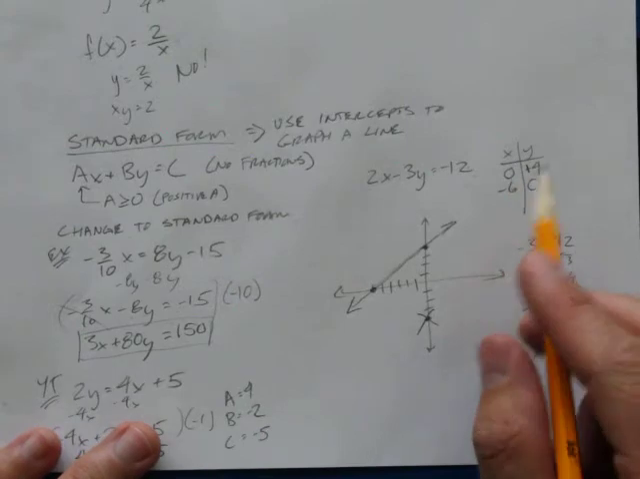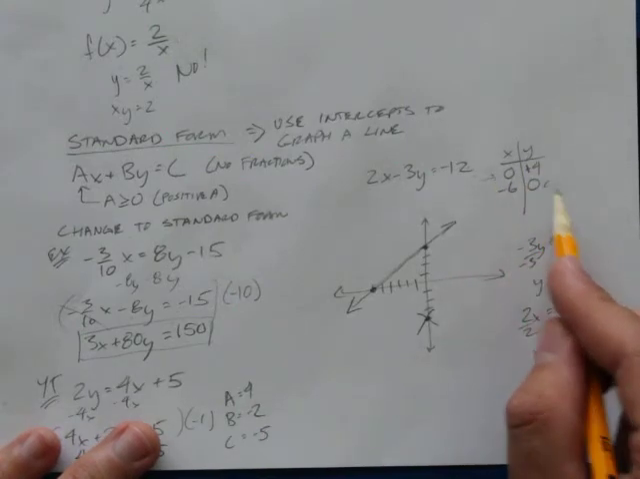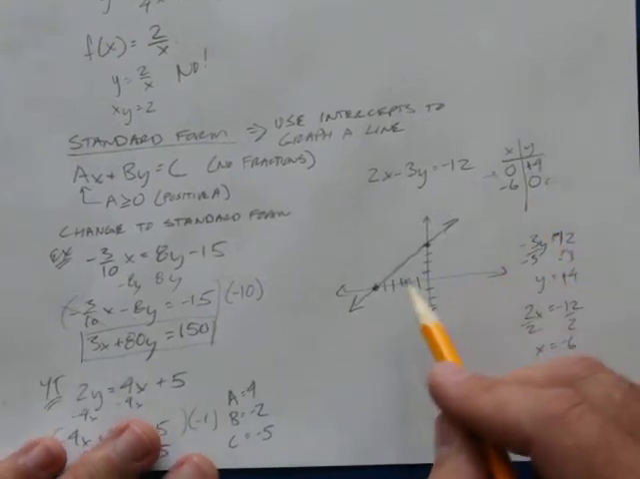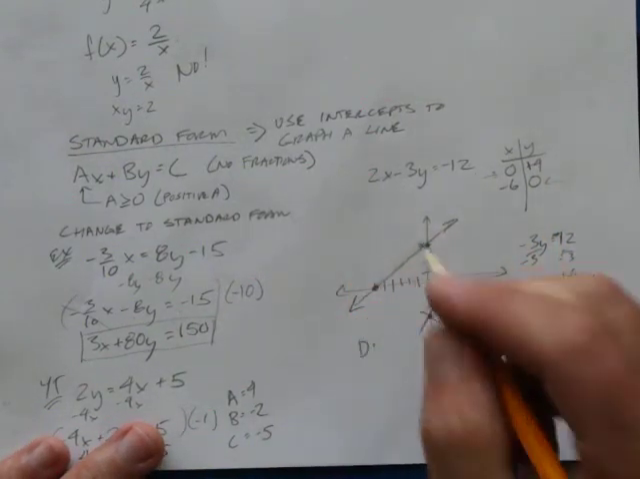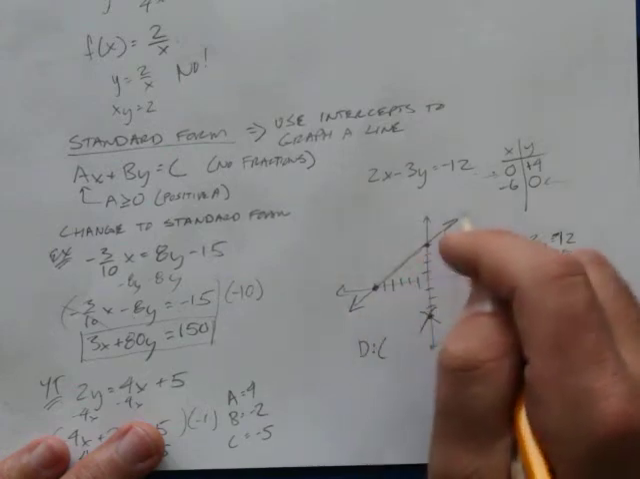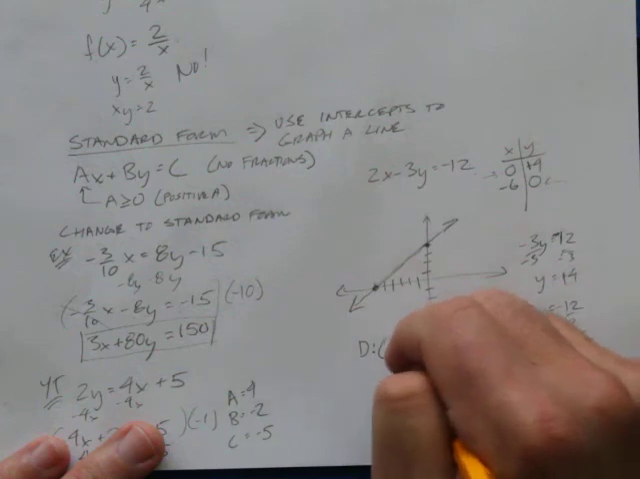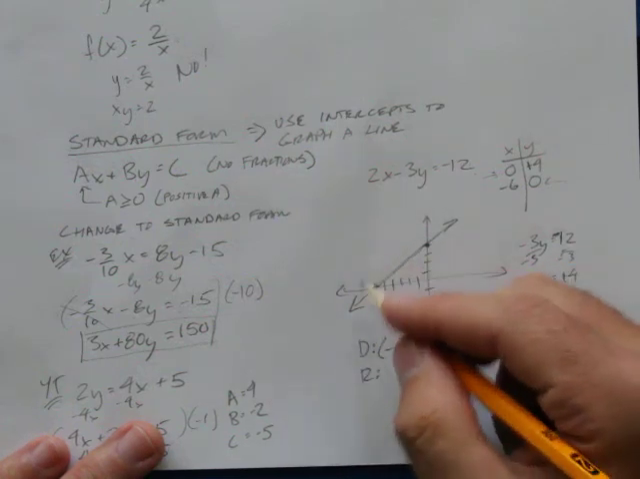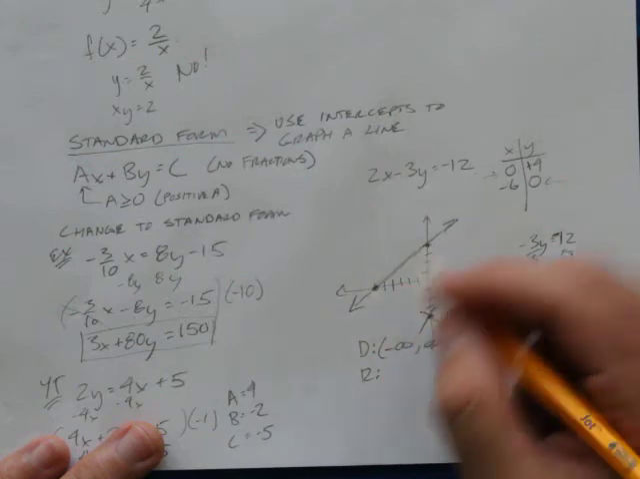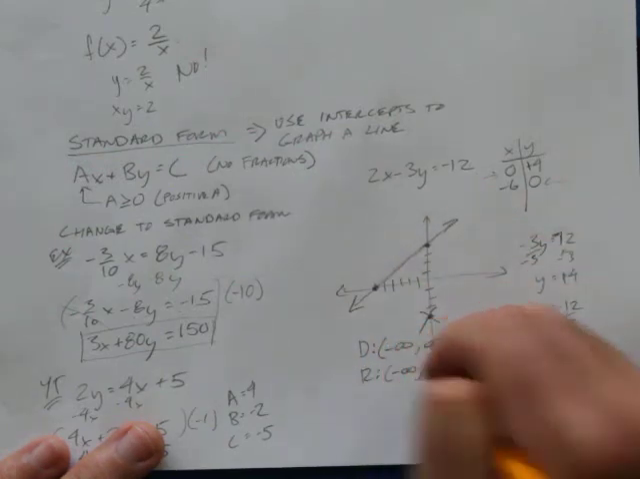Now my y-intercept is when x is 0. My x-intercept is when y is 0. Now my domain and my range. Domain, all my x values, goes from negative infinity to positive infinity. And my range goes all the way from negative infinity to positive infinity.